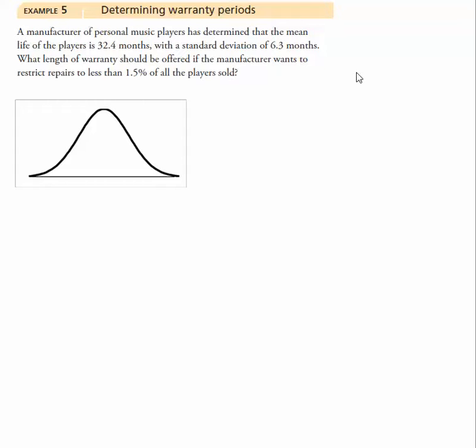This is the last example for this section. It says determining warranty periods. The manufacturer of personal music players has determined that the mean life of players is 32.4 months, with a standard deviation of 6.3 months.